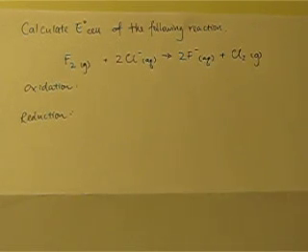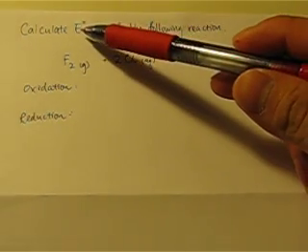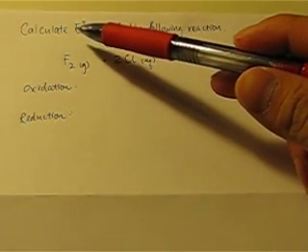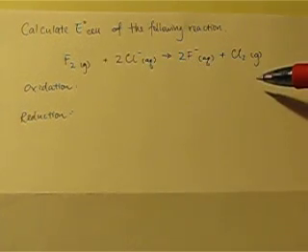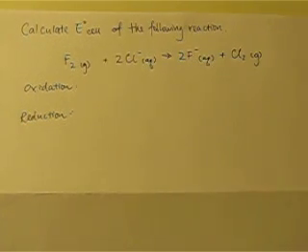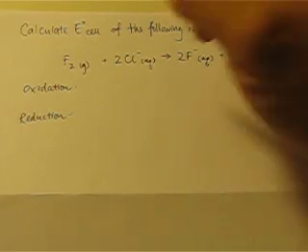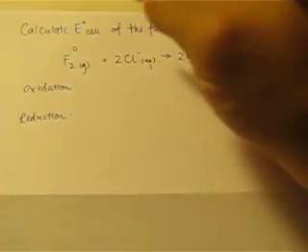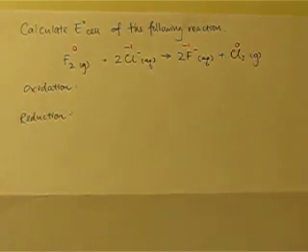Okay, what you see here is a question asking you to find the cell potential for a reaction. Okay, and what we are going to do first is assign oxidation numbers as usual. So I'm going to do that very fast, since you should know that by now.